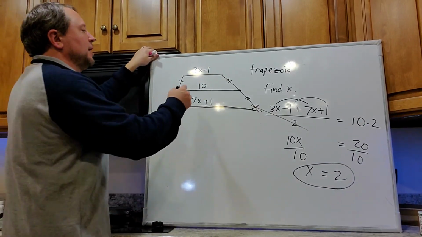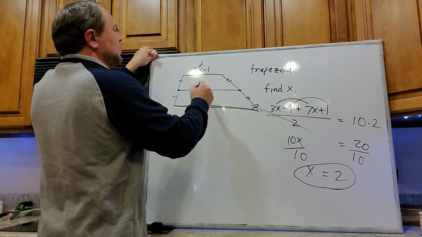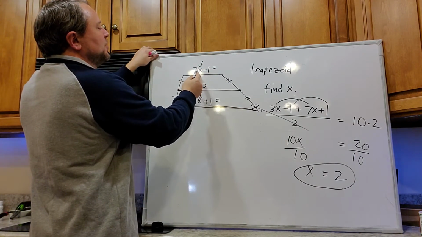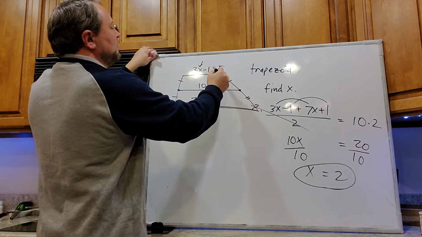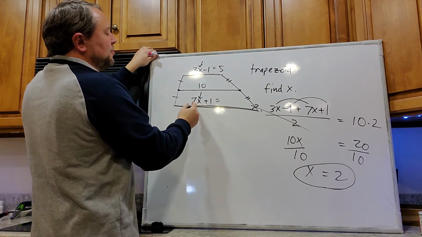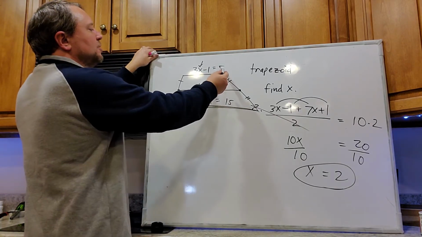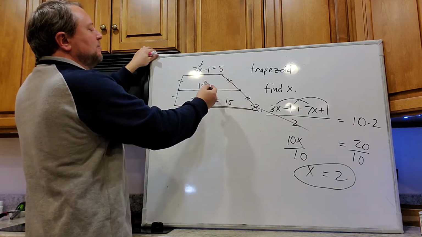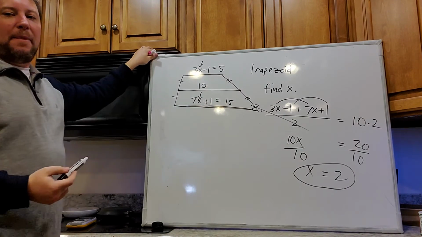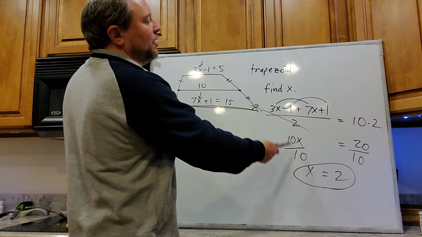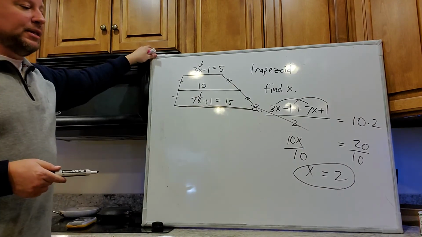You could always go back and plug that 2 in and find out what each of your lengths are. Here 2 times 3 would be 6, 6 minus 1 is 5. And then here 2 times 7 would be 14, plus 1 is 15. So this one skipped up by 5s: 5, 10, 15. But that's the only way to get the x, was to do this algebraic approach.